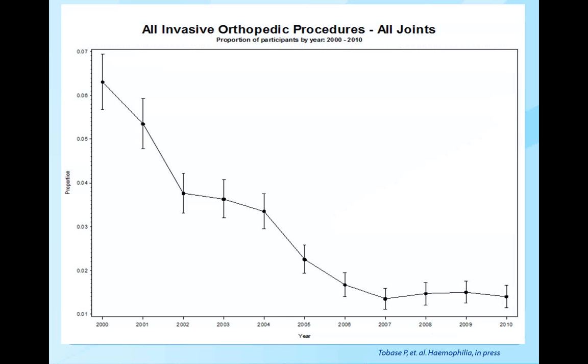This slide, fortunately that we can actually see, I apologize for that, shows all invasive orthopedic procedures in all joints during the period of time 2000 to 2010. So in this slide you can see that the proportion of individuals having invasive orthopedic procedures went from a high level in 2000 down to a much lower level in 2010, going along with the idea that more people were using prophylaxis, more people were preventing bleeds, and the bleeds then were not causing the joints to have problems, and these orthopedic procedures were less likely to be needed.